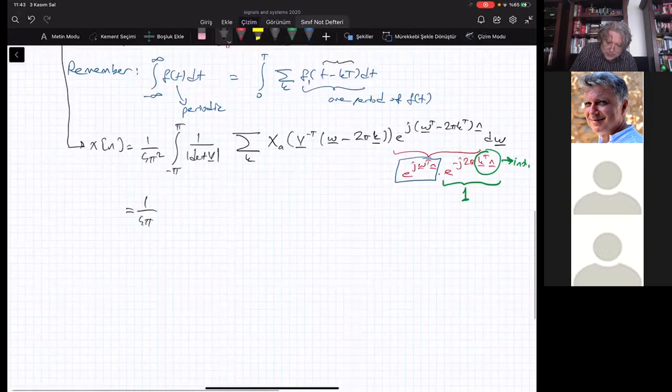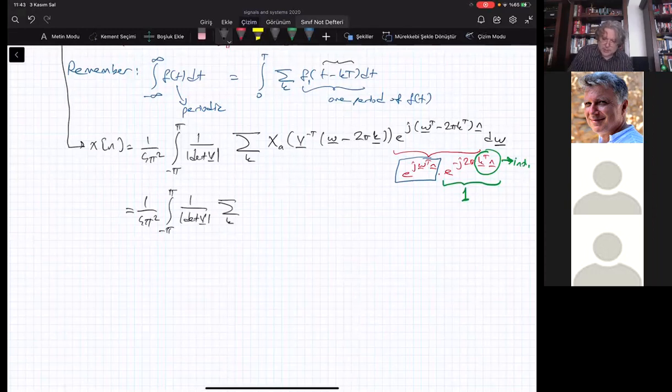1 over 4 pi squared, integral within a 2 pi period, and 1 over determinant of V, this summation over k of X_a of V inverse transpose, I'm just repeating what I have over there, omega minus 2 pi k, times e to the j omega transpose n d omega. So this is eventually what we get.